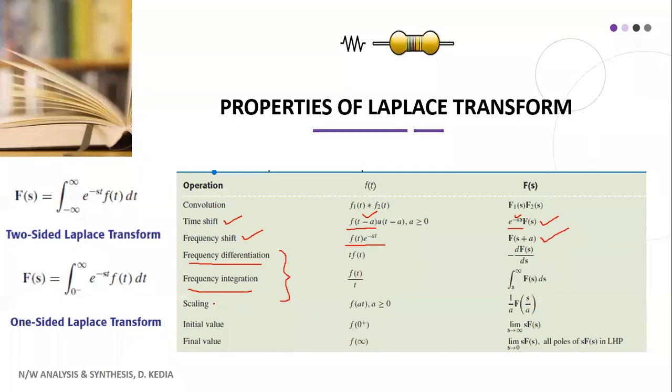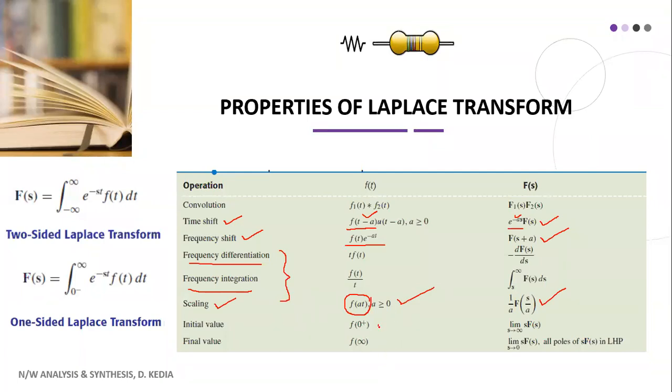Then another important property is the scaling property. If you scale in time, that is f(t) becomes f(at), this a is not multiplied with f(t), t has become at. You must have studied such things in your mathematics. In that case, this will be the result, that is F of s by a, and outside you have 1 by a. So this is an important concept. You can prove this also by using the integral expression of Laplace transform.